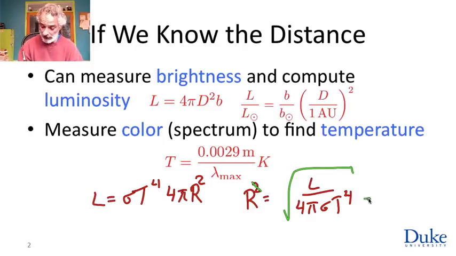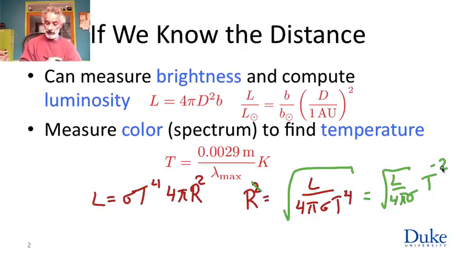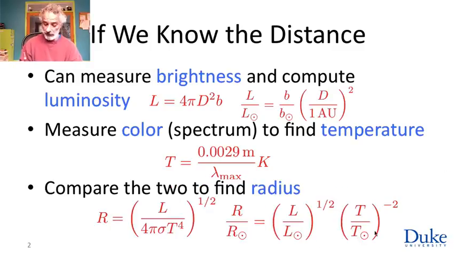And I can rewrite that as the square root of L over 4 pi sigma times the square root of 1 over T to the fourth, which is T to the minus 2, 1 over T squared. And in this form, again, I can compare to the sun by dividing this expression for the star by the same expression for the sun. The radius of the sun is the square root of the luminosity of the sun divided by 4 pi sigma, times 1 over the solar temperature squared. And this gives me another one of those nice scaling expressions. But the bottom line is, if I know the temperature and the luminosity, for which I needed observations and the distance, I can get the radius of the star.